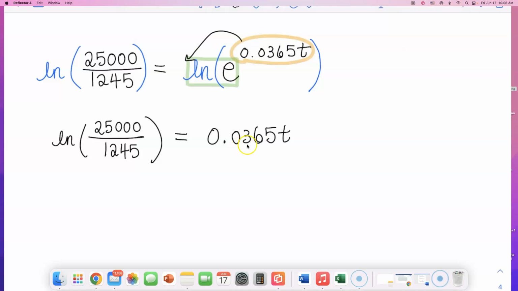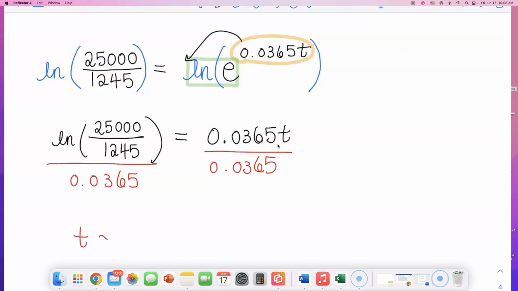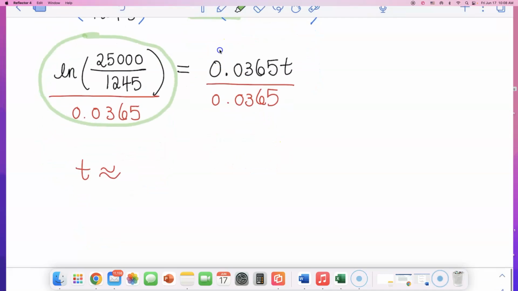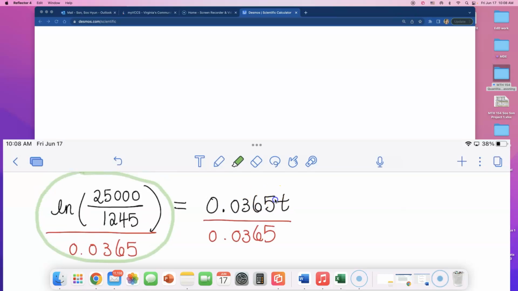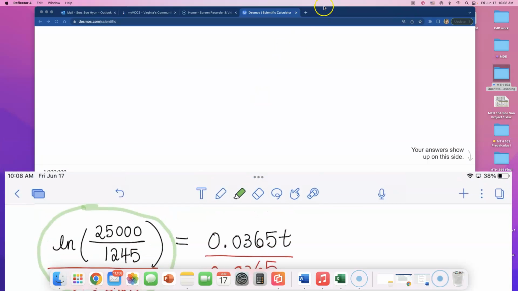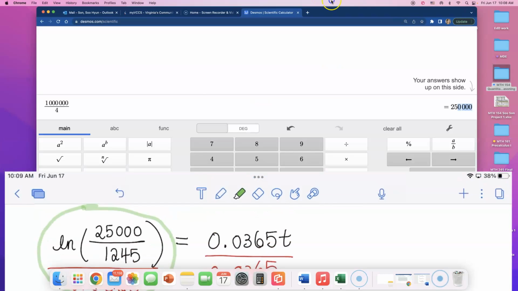So that's all. Now to solve for t, we are just one step away. Divide both sides by 0.0365. Divide both sides by 0.0365. So what is t? t is approximately whatever this is. So I'm going to go ahead and type that in so that we can give them an approximate number of years for this investment to grow to be $250,000.